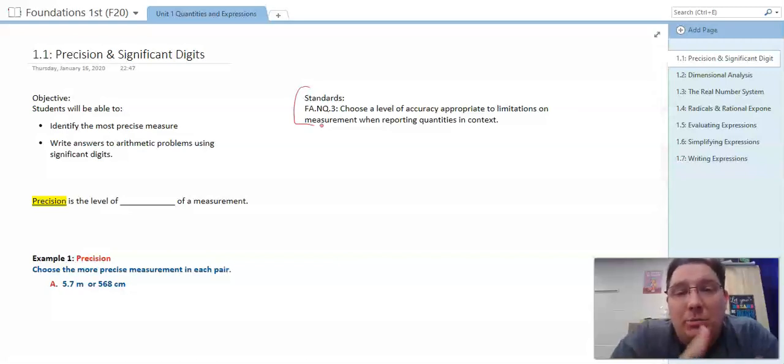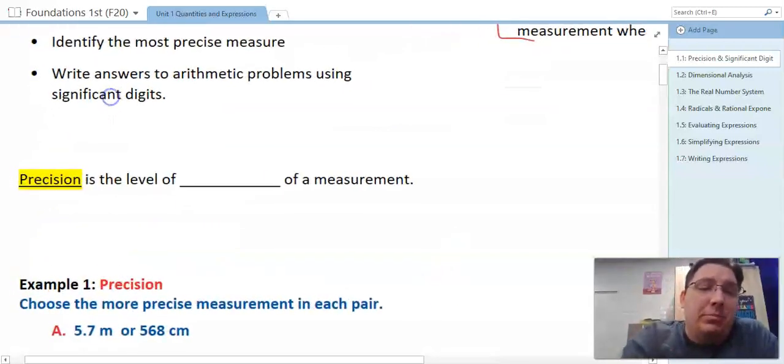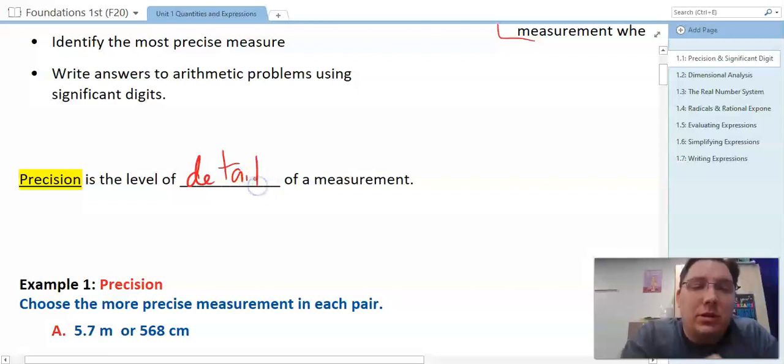So today we're going to talk about what level of accuracy we have and also what it means to be precise using significant digits. Okay, so the first definition we need to look at here. Precision is the level of detail of a measurement. So again, precision is the level of detail of a measurement.